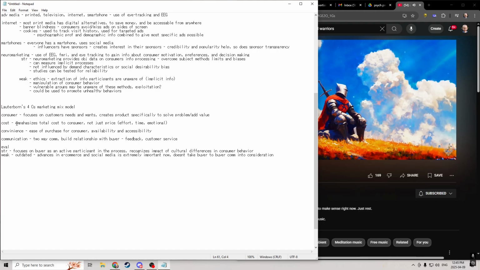Then we go to cost. It emphasizes the total cost to the consumer, not just price, but including things like effort, time, and emotional cost. Then we have convenience. This is about the ease of purchase for the customer, making it as easy as possible, as available, as accessible. Then we have communication, which is the final 4th C, trying to use two-way communication instead of hard sell or soft sell, presenting both sides of the argument and being transparent about your products, right? This builds relationship with the buyer. They use feedback and customer service to try and build that relationship even more. Basically, this whole thing is about treating the customer as well as possible.